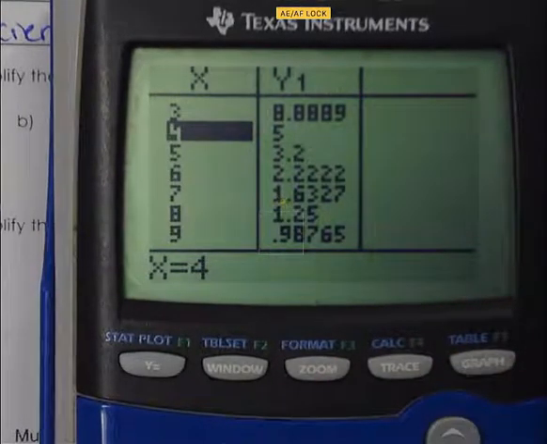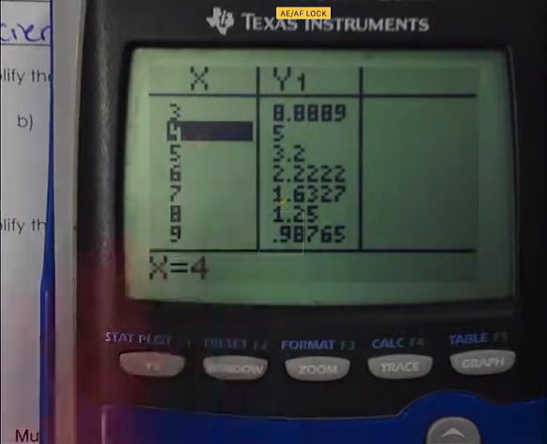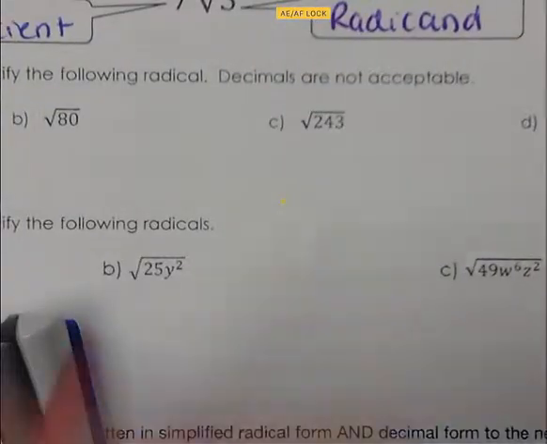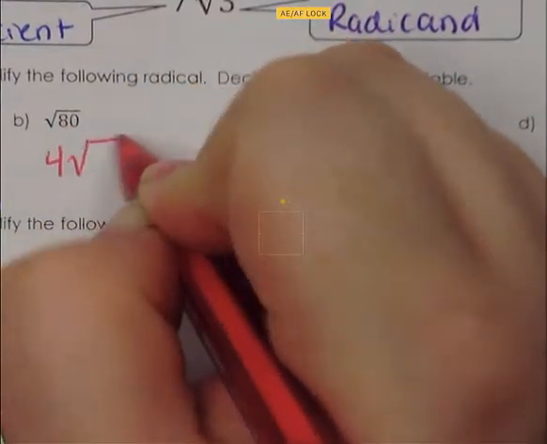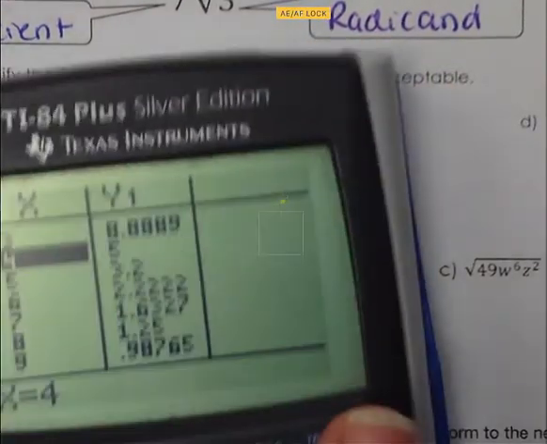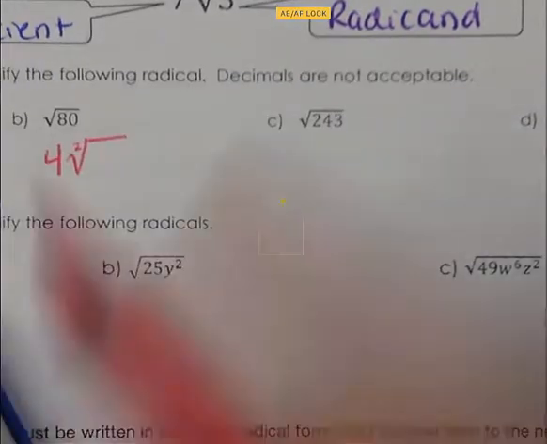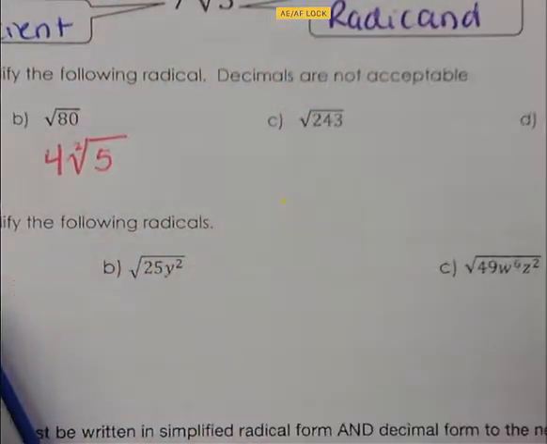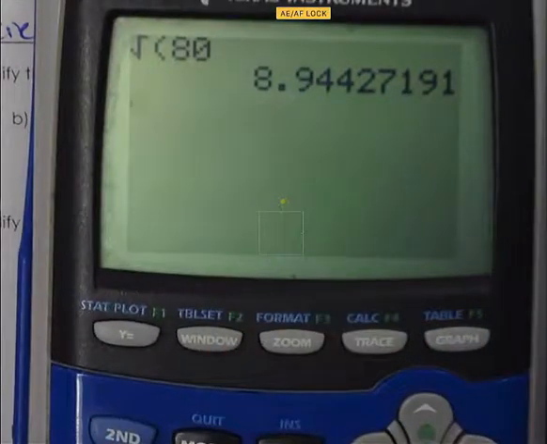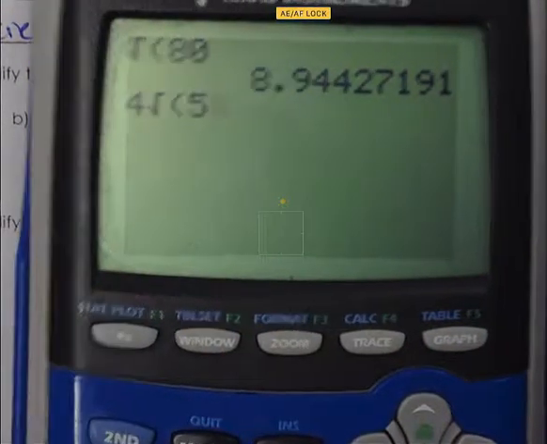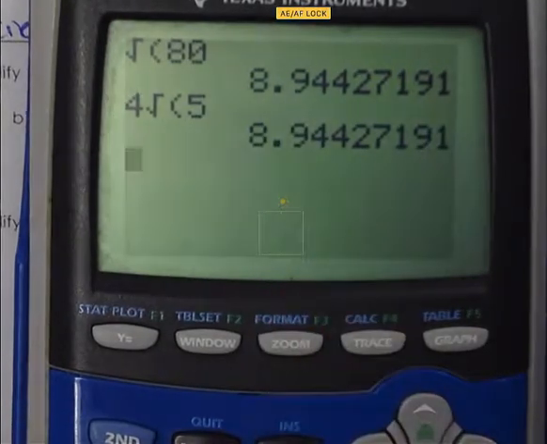So the first one that we saw, again, it was starting at 8. First one we saw was 4 and 5. So that means our 4 is our coefficient. 4. We still have the square root symbol, so that's really a 2. And then our radicand was the 5. And again, we can do 4. We still have the square root of 80 in there. We can do 4, then the square root 5. Press enter, gives us the exact same decimal.